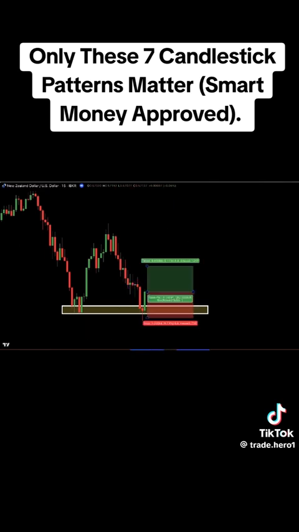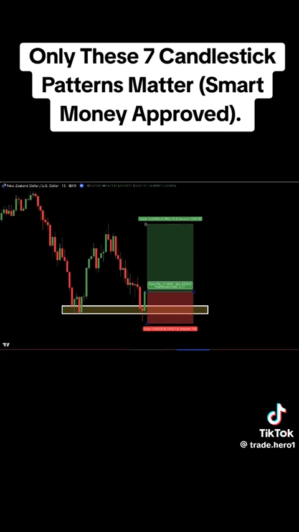Enter at the close of the third candle, place your stop loss below the second candle, and target the next resistance level. Now look at what happened next. As expected, the market reversed and pushed up strongly, because smart money had already cleared the path and flipped direction.